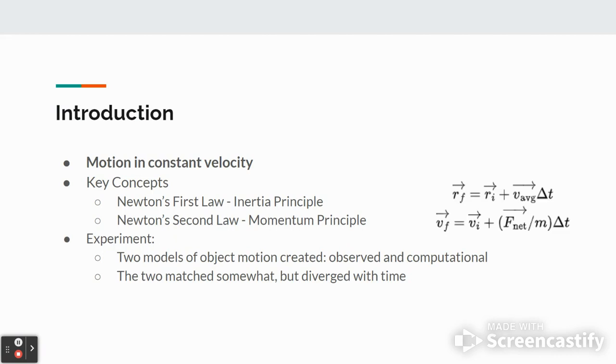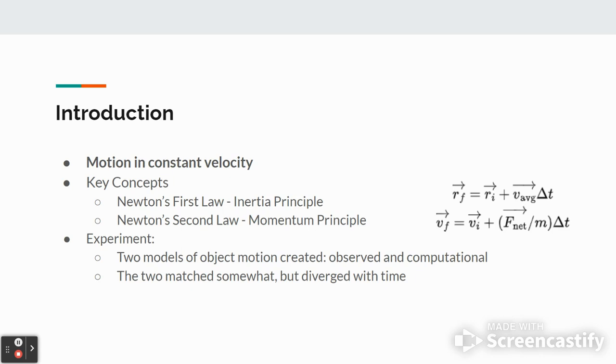Introduction. The purpose of the short demonstration in this lab is to analyze the motion of an object moving at a constant rate. As far as concepts go, this experiment involves Newton's first two laws. Otherwise known as the principle of inertia, Newton's first law states that an object will continue its current motion until a force acts upon it.